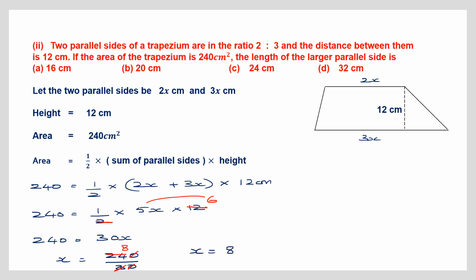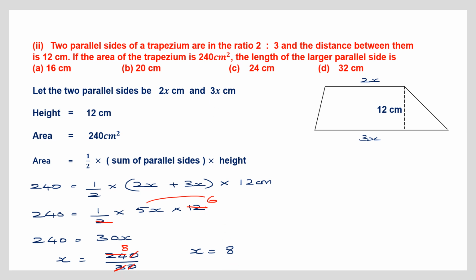Now, what does the question ask us to find? We have to find the length of the larger parallel side. So here we said let the two parallel sides be 2x and 3x. 2x is the smaller one and 3x is the larger one. So this is what we need to find. So 3x is what we need to find, and we know the value of x.